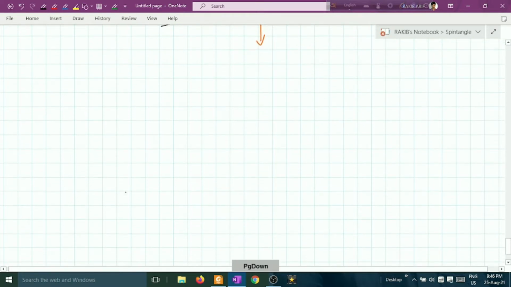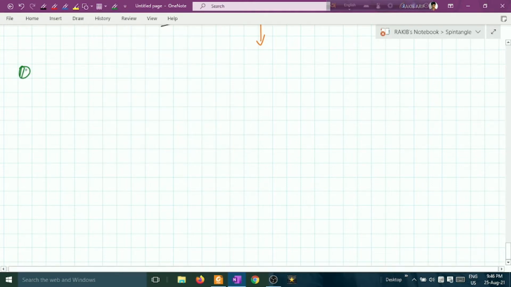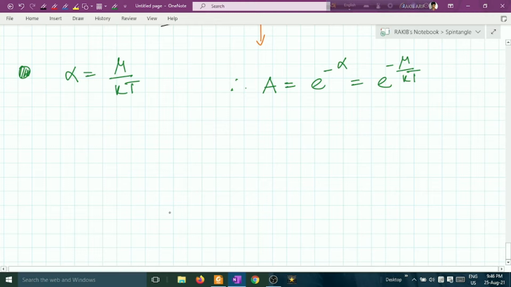Now, physically taking the value of a, by some calculation, which I am not giving, alpha is treated as mu upon kt. Therefore a will be e to the power minus alpha, therefore e to the power minus mu by kt. Alpha is equal to minus mu by kt, I think it is correct. So e to the power mu by kt will be here.